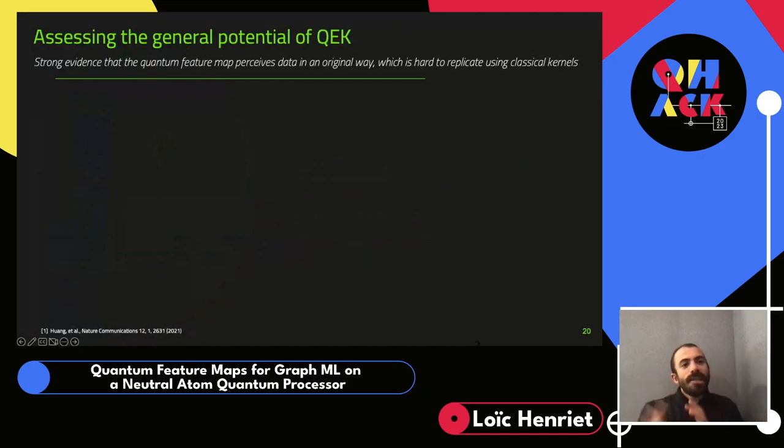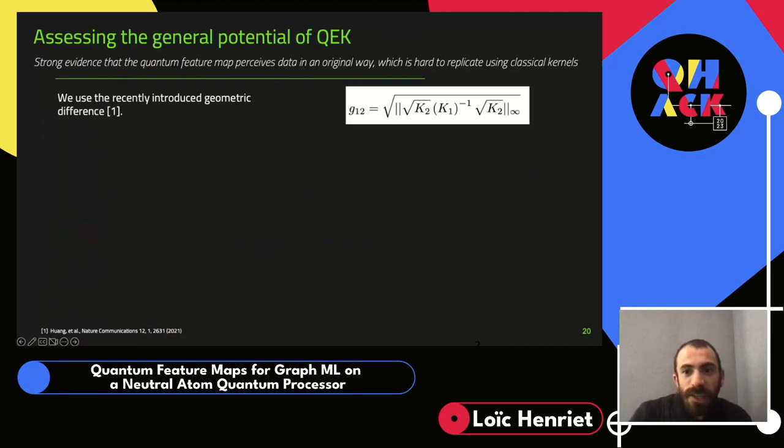So to characterize more precisely the performance, we use a technique to compare the geometry of the feature spaces associated with kernel methods, as was proposed in a recent work by Google. The idea is to define a metric called the geometric difference, which is defined here. So this quantity measures the difference between how kernels K1 and K2 perceive the relation between data points and labels. So more precisely, it characterizes the disparity regarding how each kernel maps data points into their respective feature spaces. So in our case, we will take K1 to be the quantum evolution kernel, and K2 is selected from a set of classical kernels.